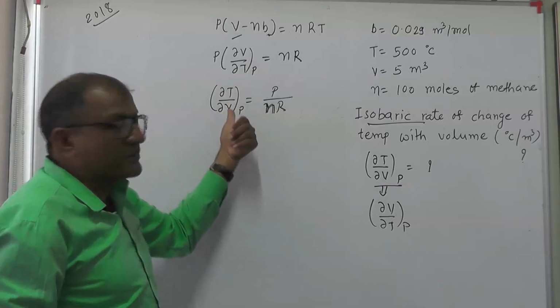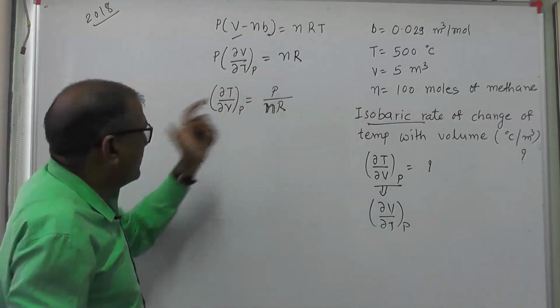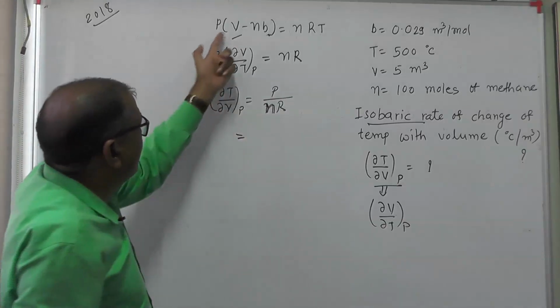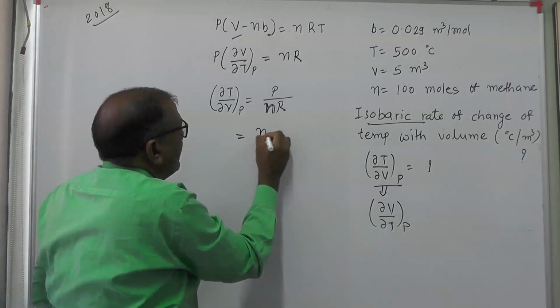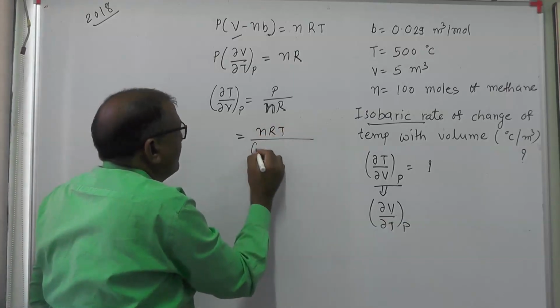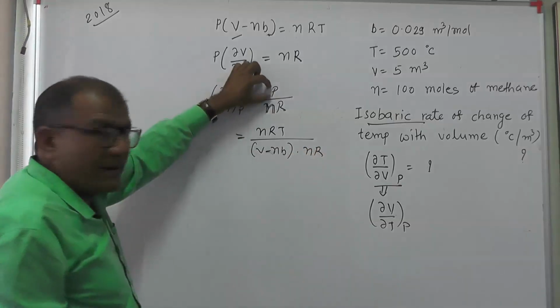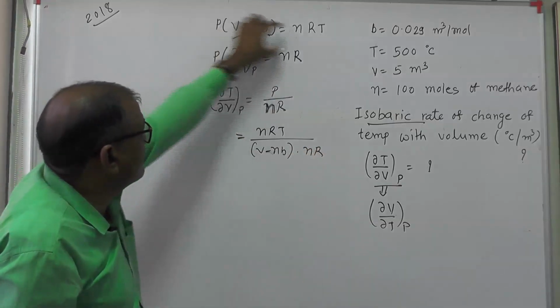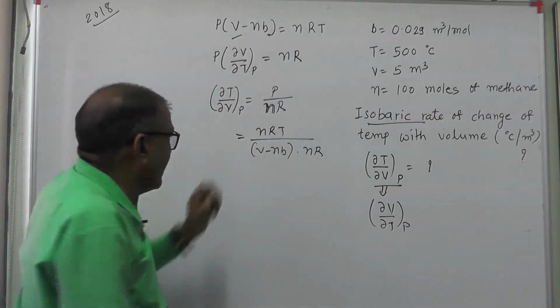So how is this obtained? Just check the video of reciprocal relation, P upon Nr. Now we can again put the value from the equation P = nRT over (V minus nb) into Nr. I have just replaced the value of P using this equation. It is nRT upon (V minus nb) Nr.